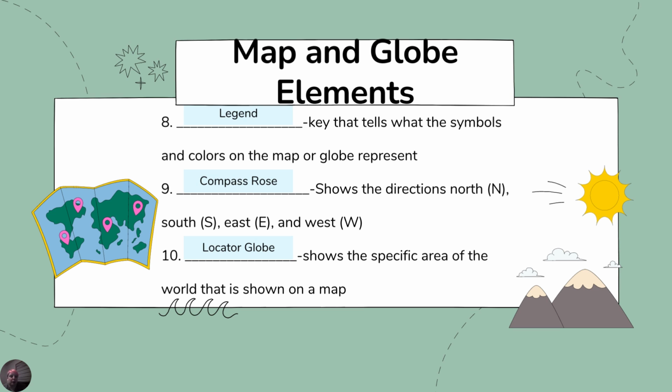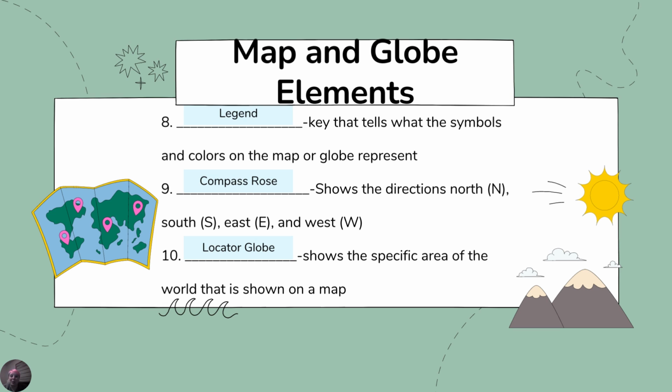Number 9 is the compass rose. A lot of the time people just refer to this as a compass, which is an okay way to shorten it. Just know that a compass and a compass rose are the same thing. These show the directions. The four main directions are north, south, east, and west. And then you can get into the secondary directions of northeast, northwest, southeast, and southwest.